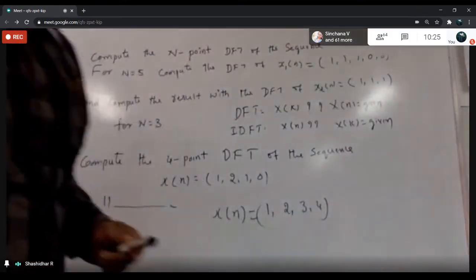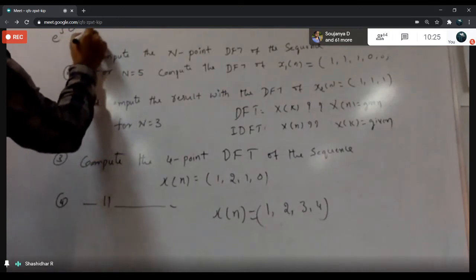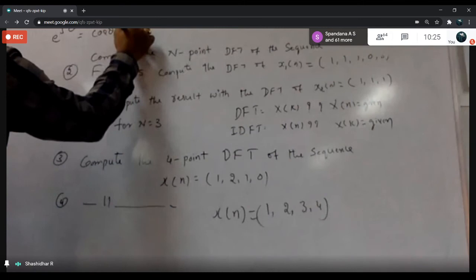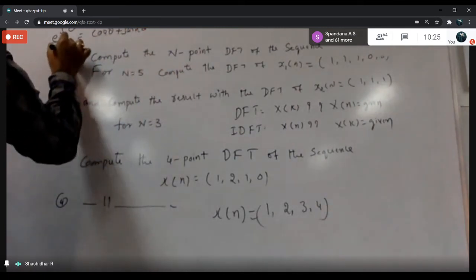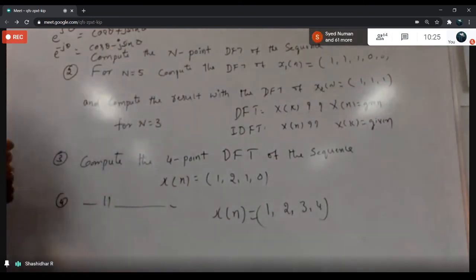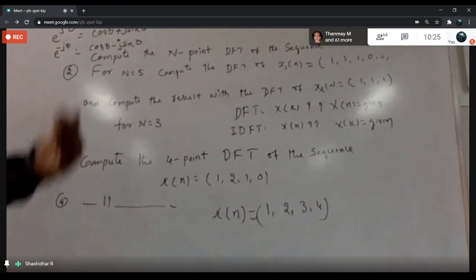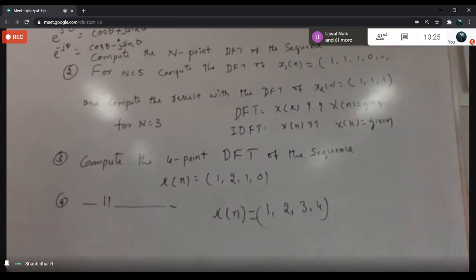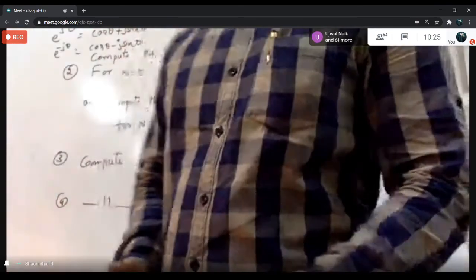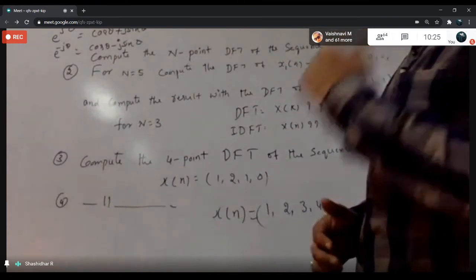So that's why, see here, if e to the power of is not visible, tell me, no problem. e to the j theta is cos theta plus j sin theta. e to the power of minus j theta is cos theta minus j sin theta. See these two equations, you should mention them at the top of your page. Cos theta is equal to e to the power of j theta plus e to the power of minus j theta, divided by 2. Sin theta is equal to e to the power of j theta minus e to the power of minus j theta, divided by 2.